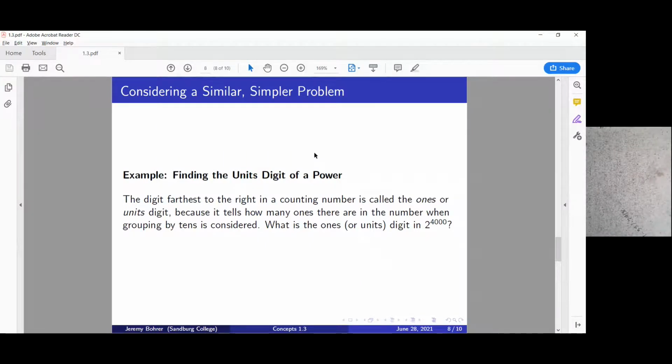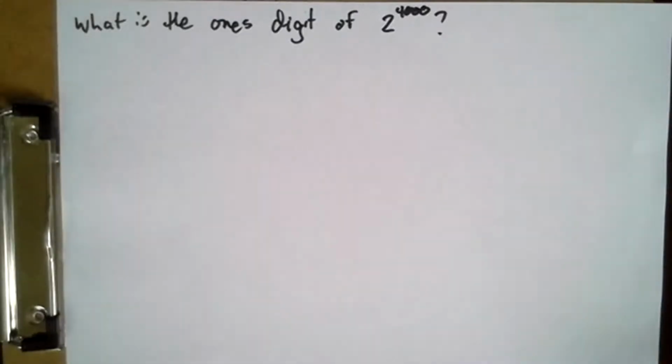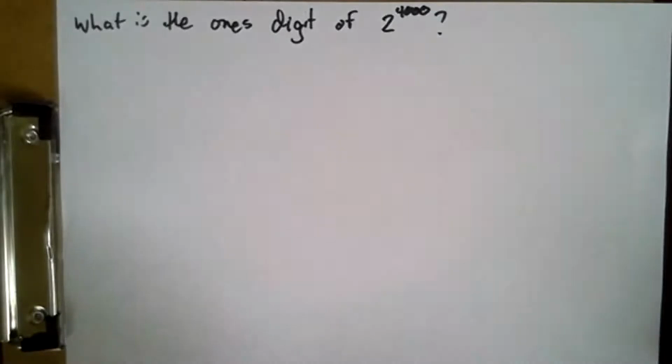Moving on. The digit farthest to the right in a counting number is called the ones or units digit because it tells us how many ones there are in the number when grouping by tens is considered. What is the ones or units digit in 2 to the 4,000th power? Now, off the bat, this sounds like a terrible problem because we don't want to multiply 2 by itself 4,000 times. That's going to be a very large number.